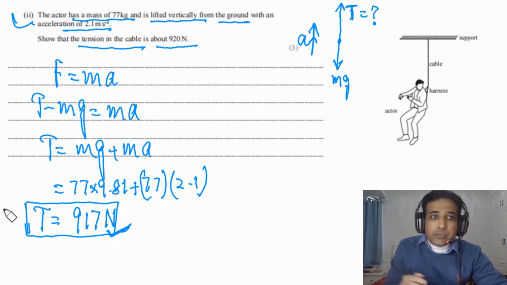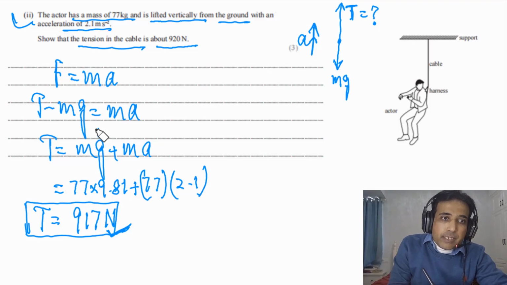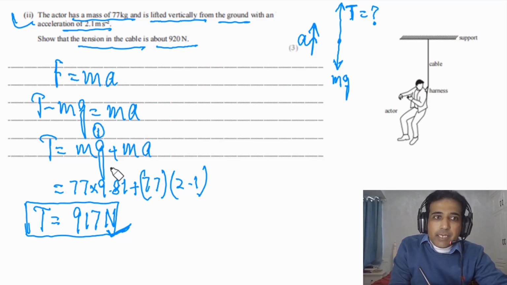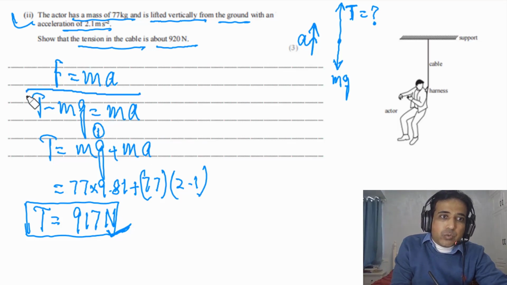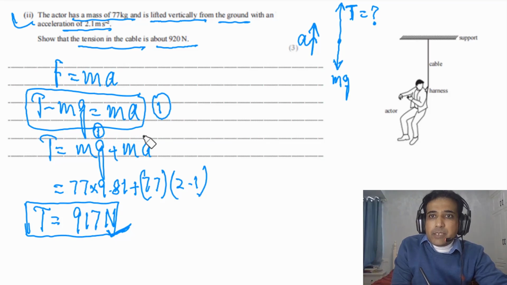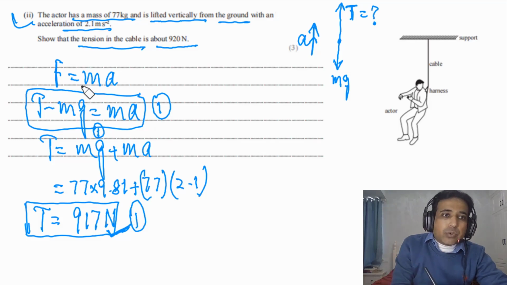This question has 3 marks. 1 mark you will get if you have calculated the value of weight. 1 mark you will get if you have used this formula. You will get 1 mark for this one, and the 3rd mark you will get if you have got the right answer. So this formula is very important in mechanics: F net is equal to ma.